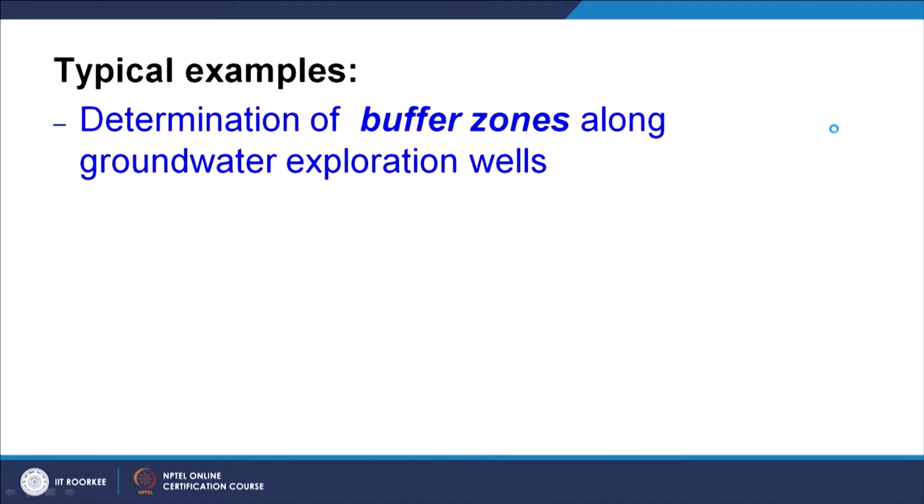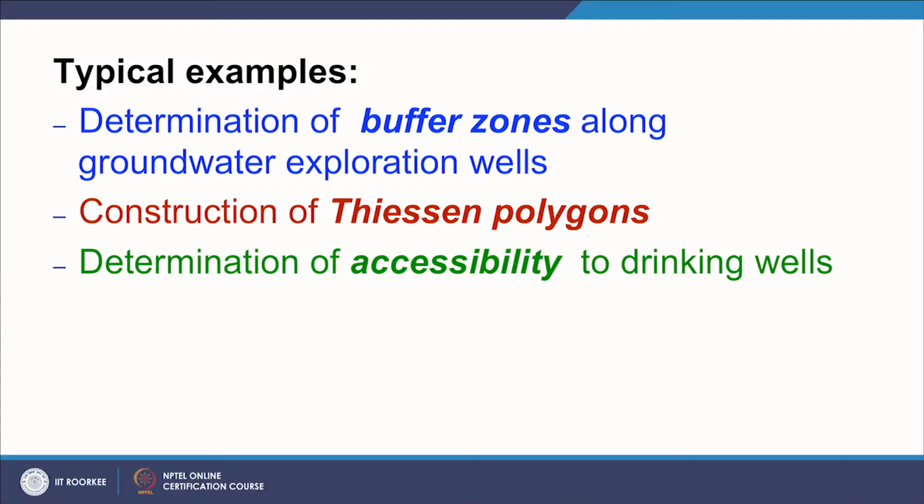Now, examples where this buffering is done, some examples we have already discussed. So determination of buffer zones along groundwater exploration wells, that is also one possibility. Construction of Thiessen polygons, while discussing interpolations we have already discussed. Then determination of accessibility to drinking wells. In many scenarios, especially in villages, we have to analyze the distance people have to travel to fetch water from a well.